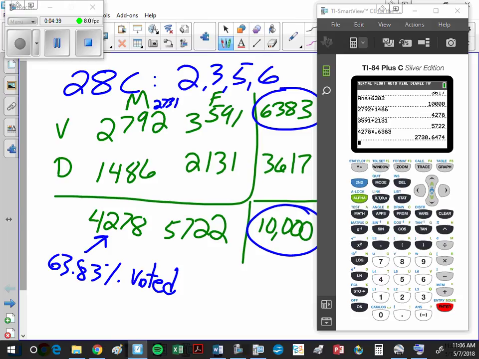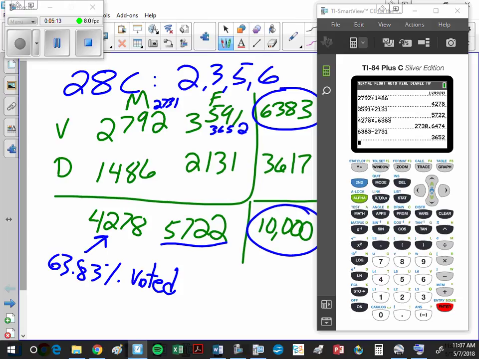Okay. Well, and I could do that for the female, but there are two ways to do it. Either I multiply this number by 63.83%, or I just subtract. Right? I could do 6383 minus 2731. You could do it and then subtract, yeah, it would work. So 3652.